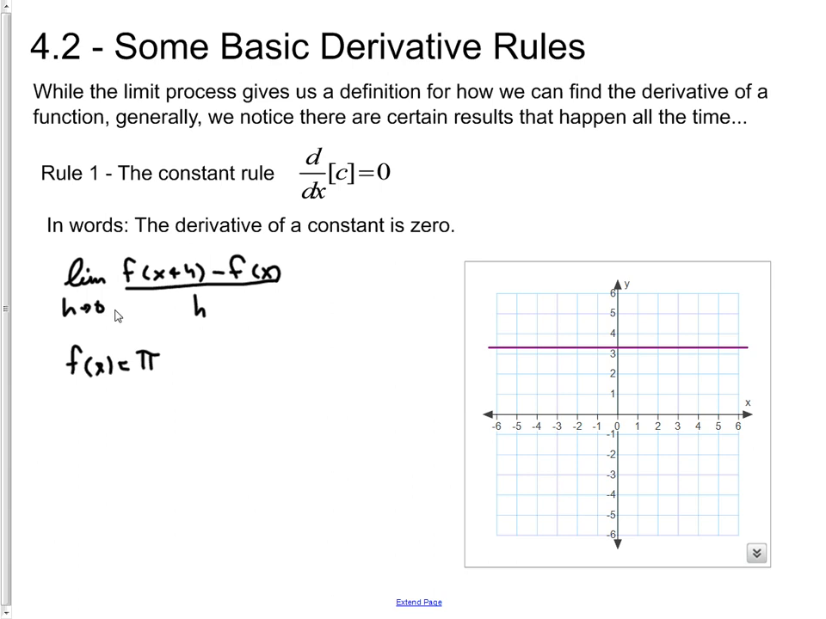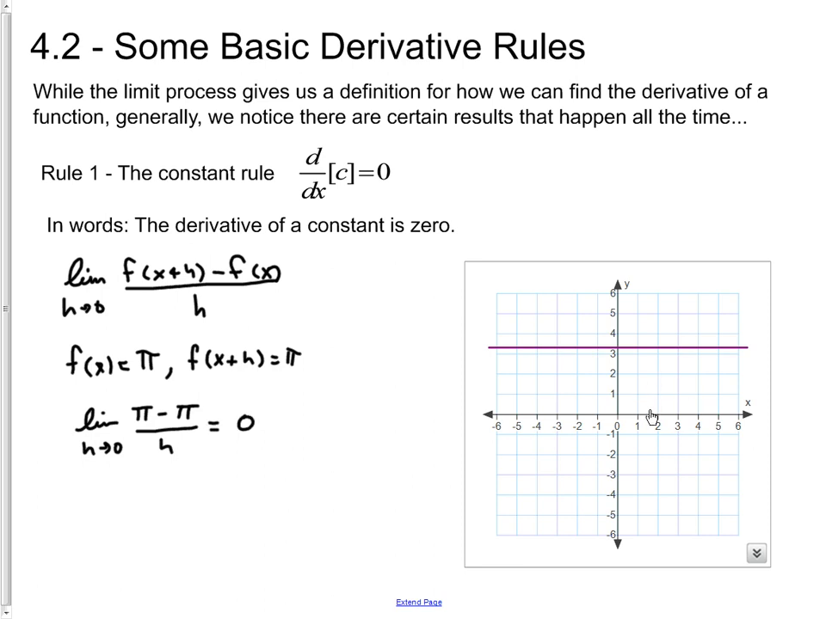3.14159. Well, if f of x is equal to pi, then f of x plus h is still equal to pi, right? It doesn't matter what value of x we pick. The y value is always pi in a constant function like this one. So we would be taking the limit as h approaches 0 of pi, which is the value of f of x at x plus h, minus pi, which is the value of f of x at any value x, divided by h, and that's just equal to 0 every single time.